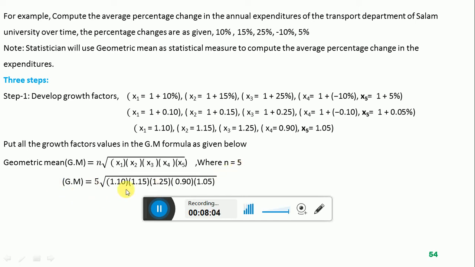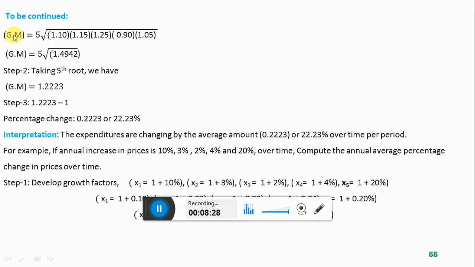So we substitute the growth factors in here: 1.10, 1.15, 1.25, 0.90, 1.05. I am again repeating that we will put all the values of x1, x2, x3, x4 and x5 in this standard geometric mean formulation, and we will calculate its fifth root. Geometric mean is equal to, n is 5, and these are all the 5 growth factors.